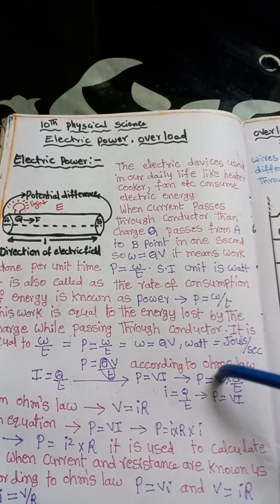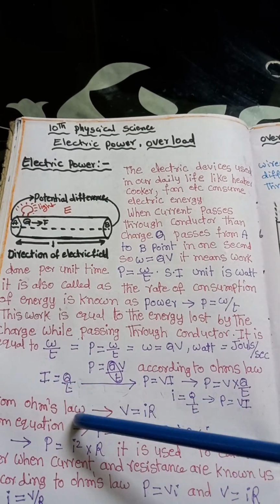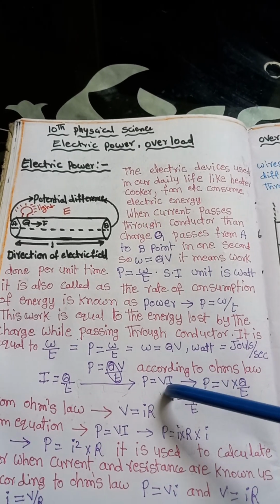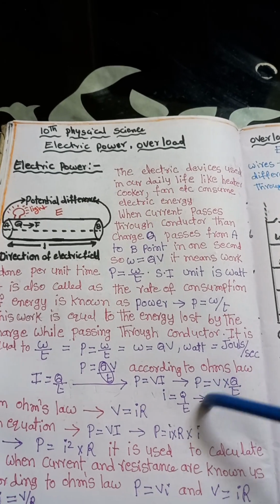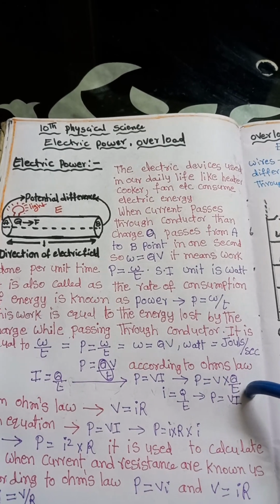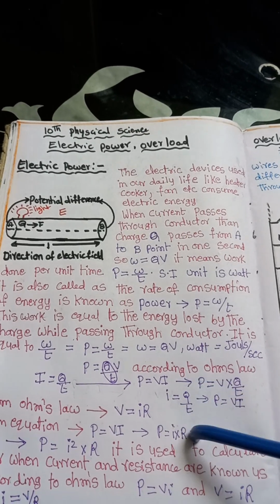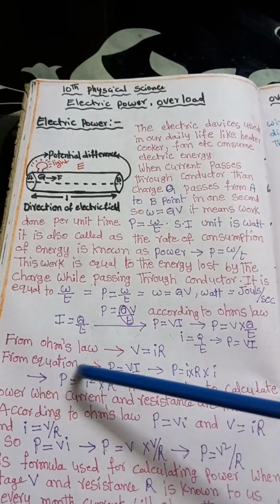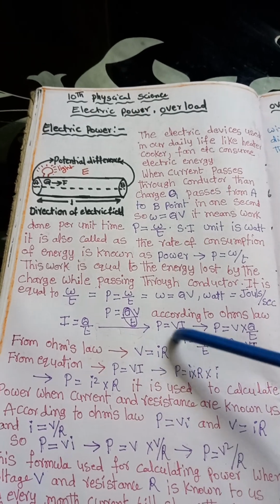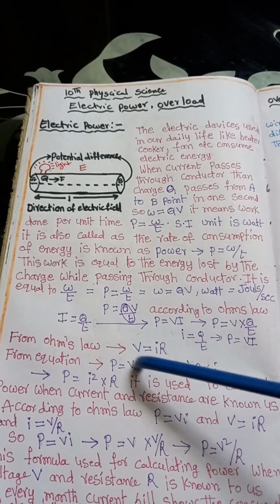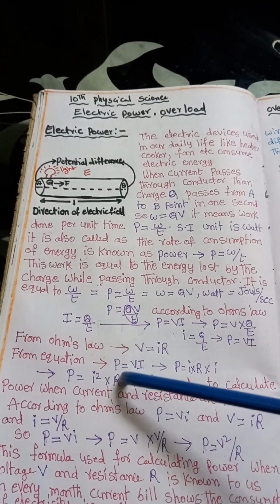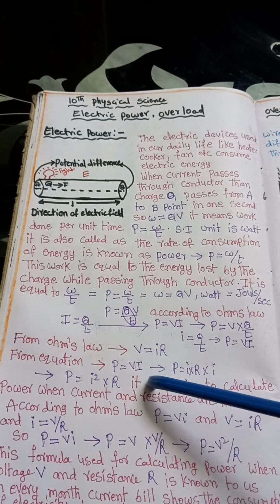According to Ohm's law, I is equal to Q by T. V write as it is and I means Q by T. So P is equal to V into Q by T. I is equal to Q by T. And we also write P is equal to VI. From Ohm's law, V is equal to IR. Already we learned about this formula. V is equal to IR. So from the equation, P is equal to VI.